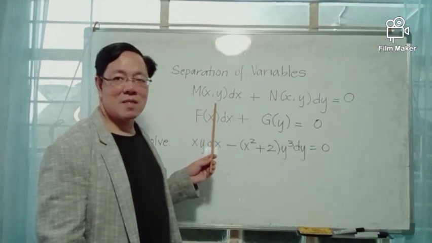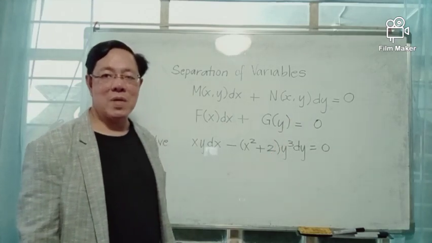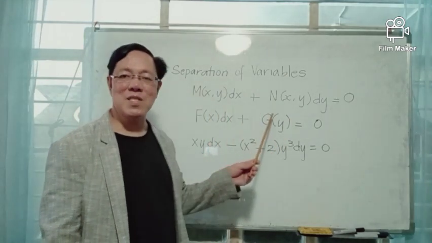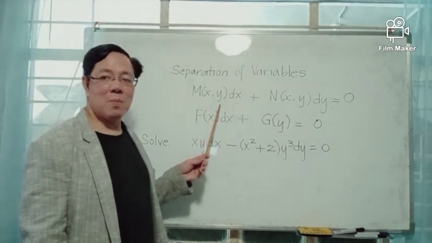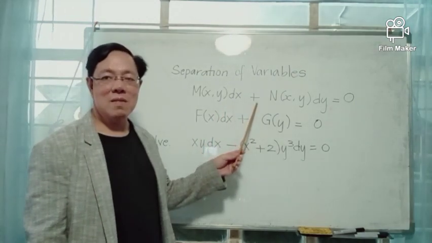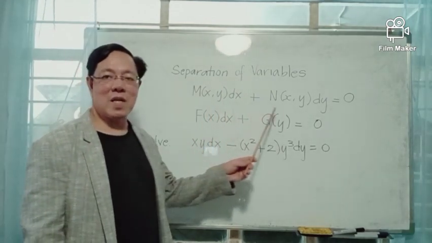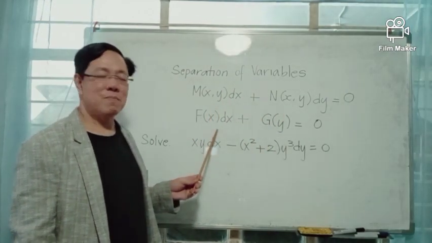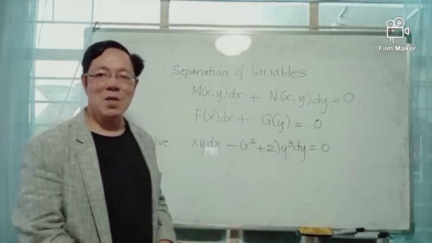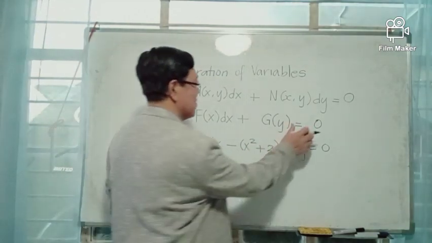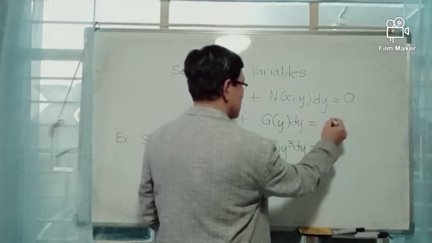Now we say that this ordinary differential equation has variables that can be separated if we can write this differential equation in this form. If this differential equation can indeed be solved by separation of variables, we should be able to write it in this form: f of x dx plus g of y dy is equal to 0.